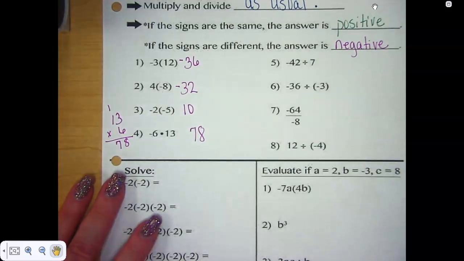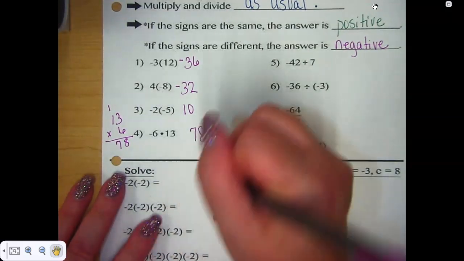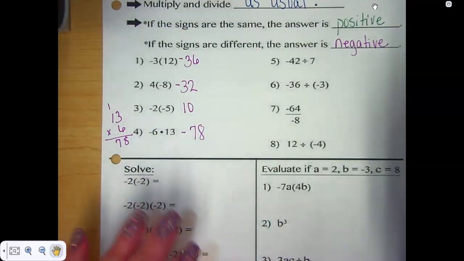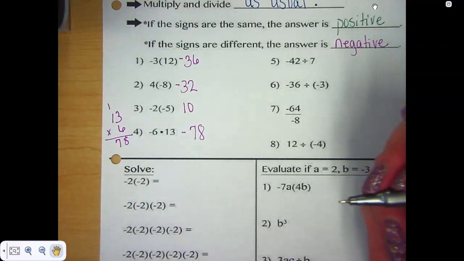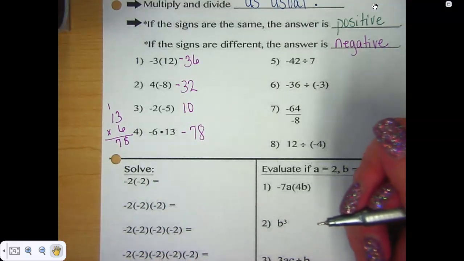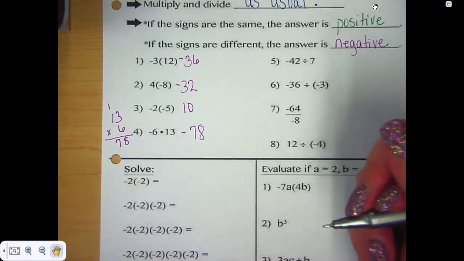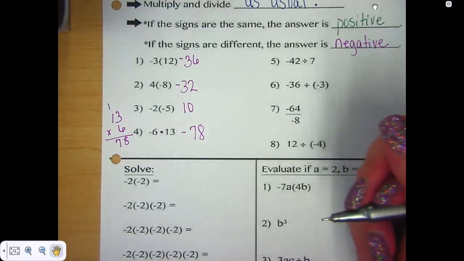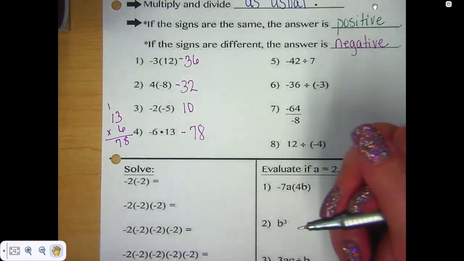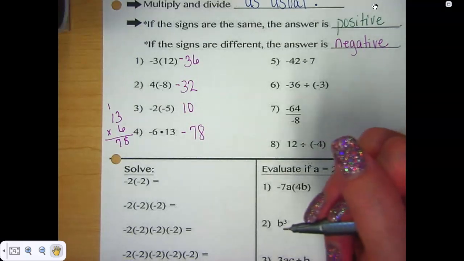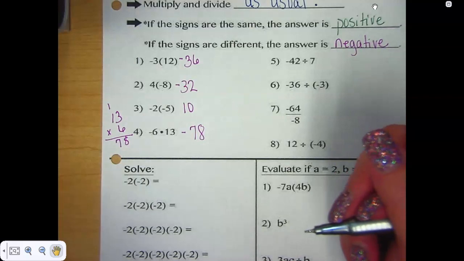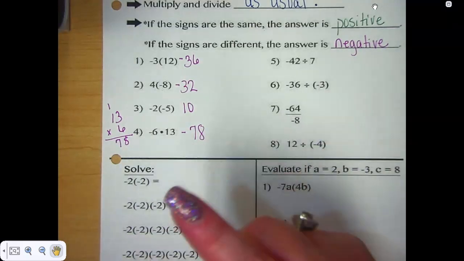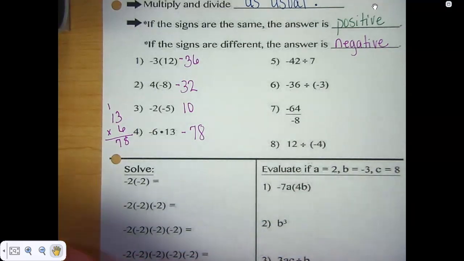The signs are different, so my product is negative. What does product mean? You have to know that for your test next week. Raise your hand if you can tell me what product means. It's the answer to what kind of problem? Taylor? Multiplication. What does sum mean? Elijah? Yes, it's the answer to an addition problem. So you have to know the difference between those two on your test next week.